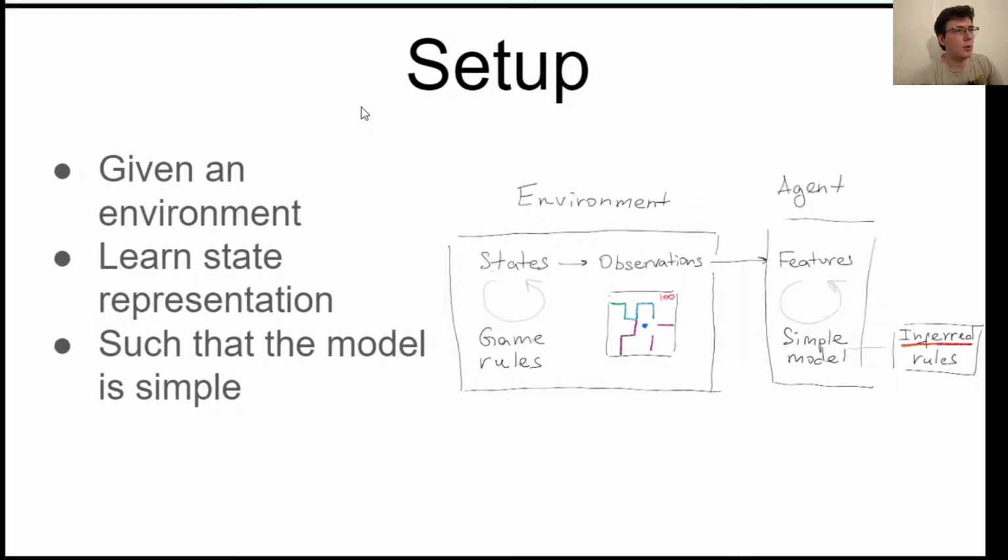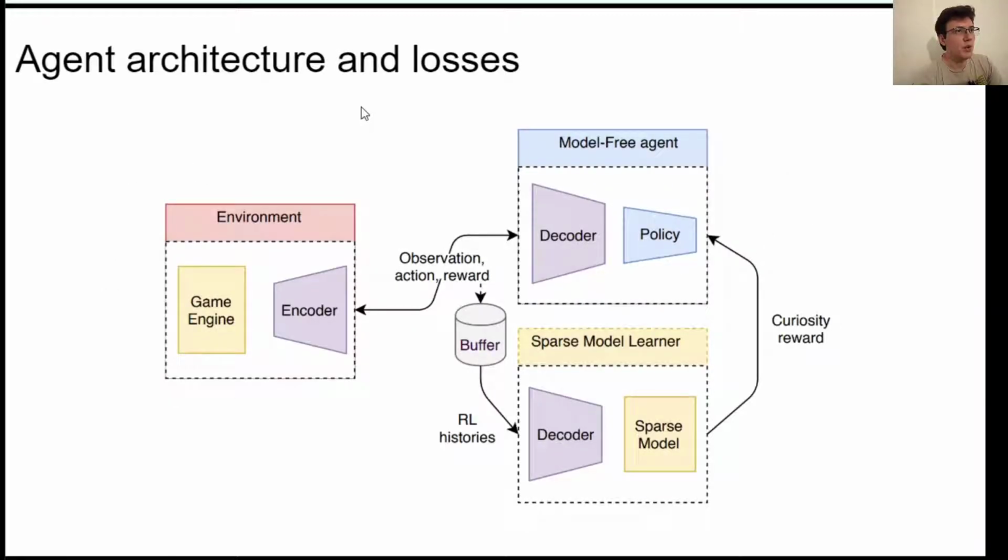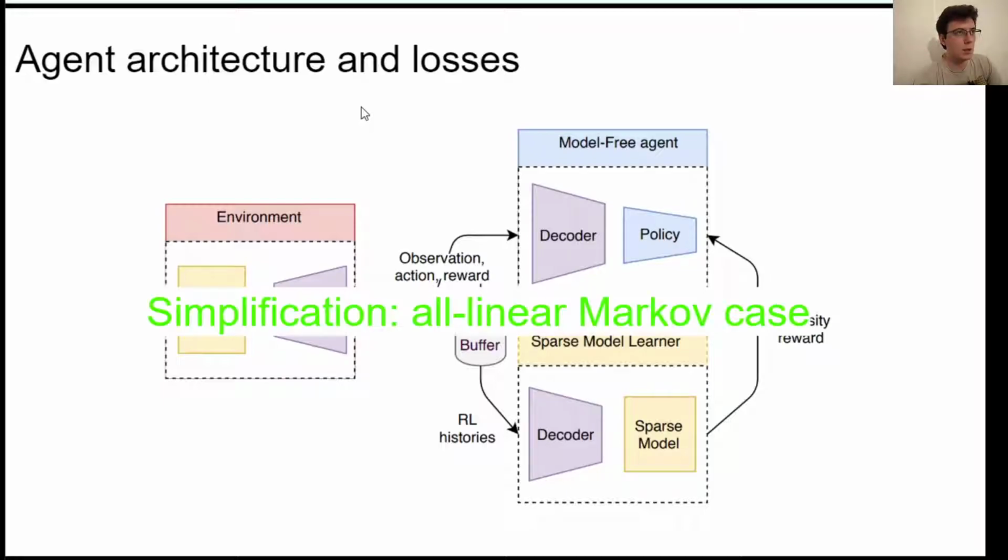We want to learn good transformations from observations to features, such that the feature environment model is simple. By simplicity, we mean sparsity. We propose the following architecture. The model-free agent is additionally equipped with a learned sparse model. The decoder learns the map, transforming observations to features, and the model forces the decoder to converge to a representation where the model is sparse. The model gives a curiosity reward to the agent, so that the model does not overfit to only seen data.